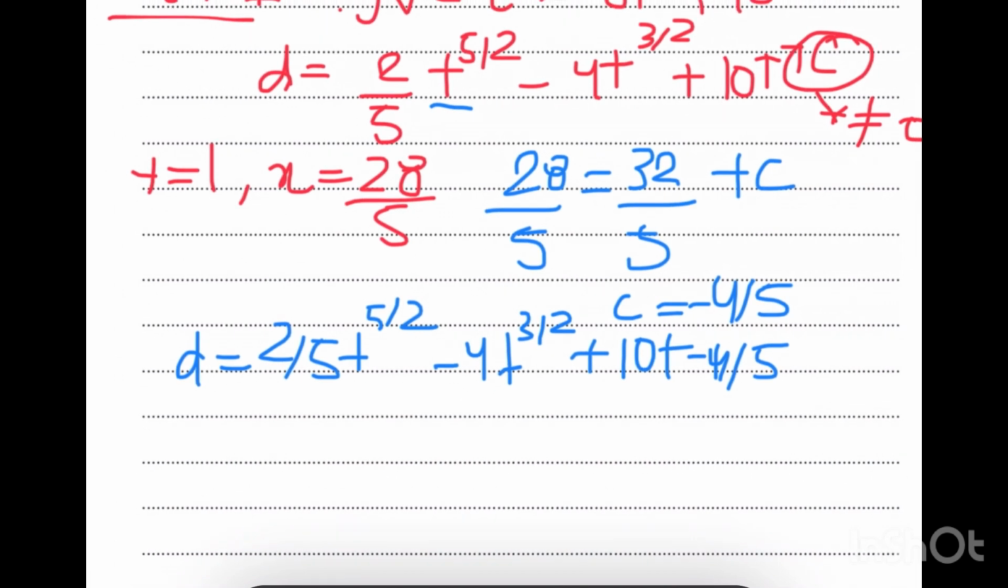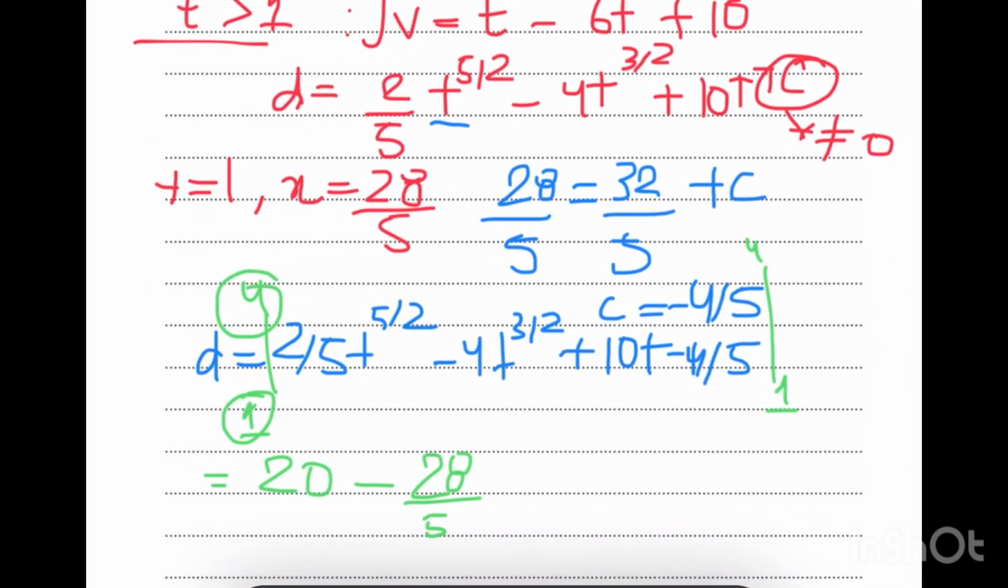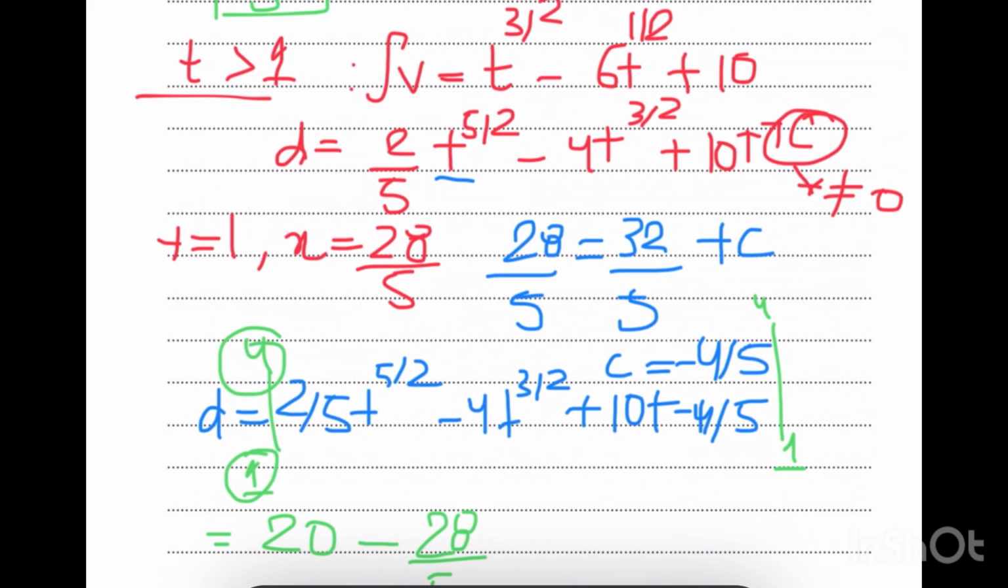Now when we apply the limits of 4 and 1, since we already found out the distance from t equal to 0 to t equal to 1, we will find that when we apply the limit of 4, that gives us the answer of 20, and then we subtract it by when it is equal to 1. When we apply the limit of 1, that gives us the answer of 28 over 5. So now we have to subtract that. So 20 minus 28 over 5 is 72 over 5. So this is the distance traveled from t equal to 1 to t equal to 4.